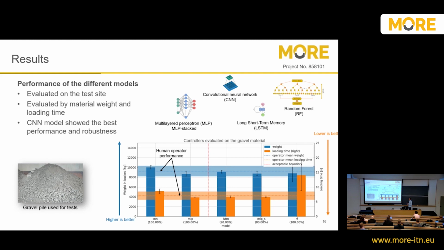We also have the human performance, how the human was doing. That is the horizontal line. The mean of the human is the dashed line, and the thickness of this horizontal line is the variance. As you can see from this experiment, the CNN model that we created worked the best. It could get more than the human on average, and it was a little bit slower, but still within what the human was loading.